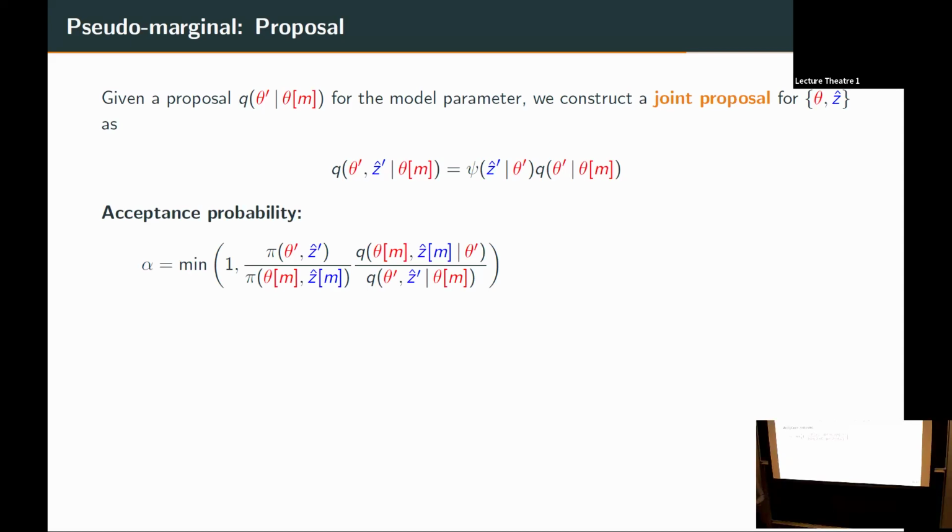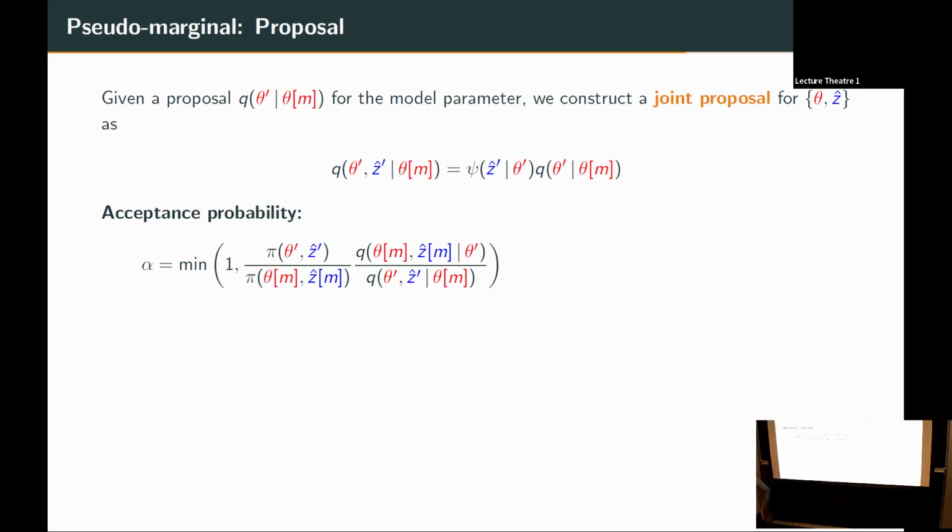And if we then just take this and plug it into the Metropolis Hastings acceptance probability, well, as I've already mentioned, we'll get some nice cancellations. So just to verify that, here is the standard Metropolis Hastings ratio, where we have the joint target and the joint proposal.